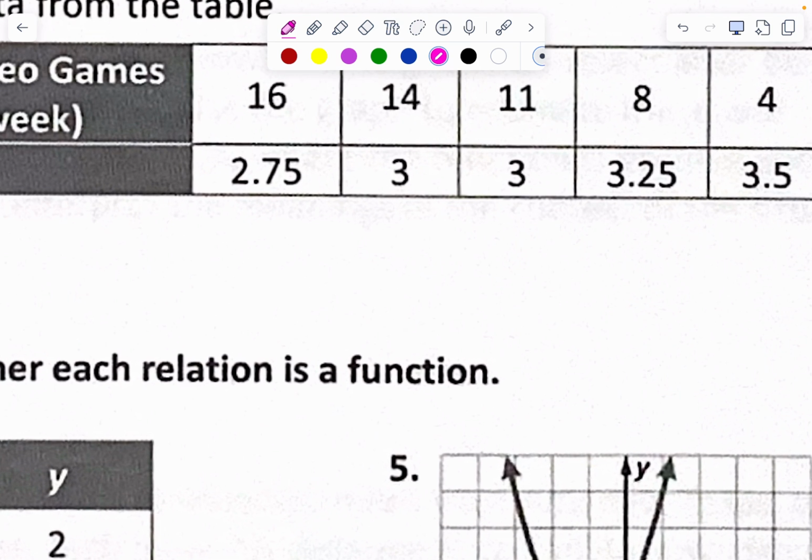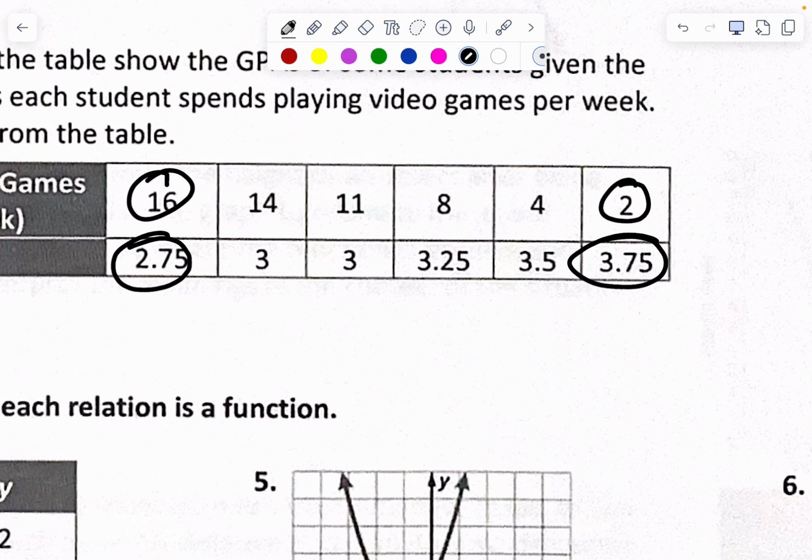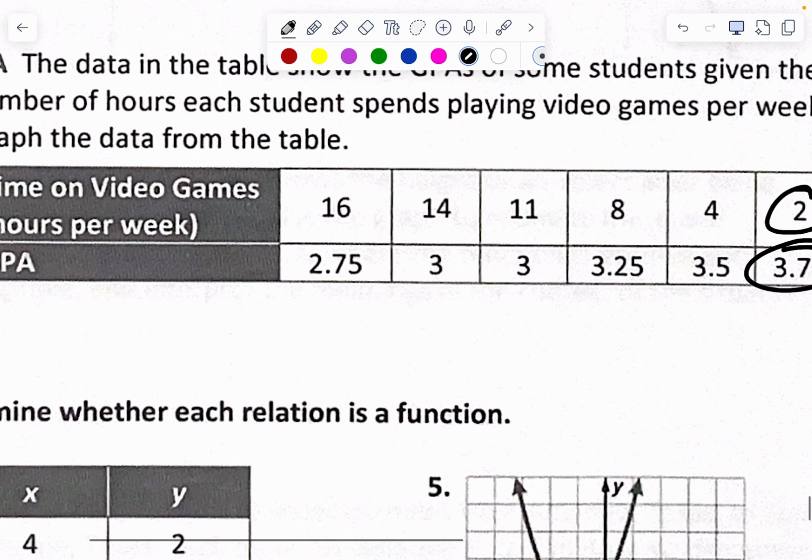Is it? Are my big gamers the ones with the lowest? And my not so much gamers are the ones with the highest? According to this, it says yes, right? I don't know. You're the one with the 3.75 right here, because you only game for 2 hours. It's less than 2 hours. 2 hours a week?